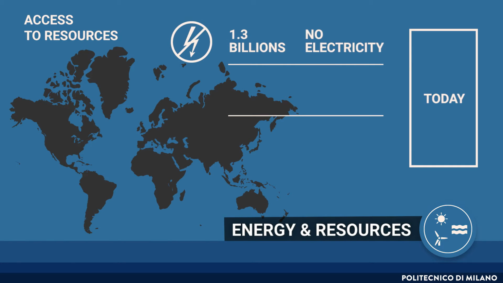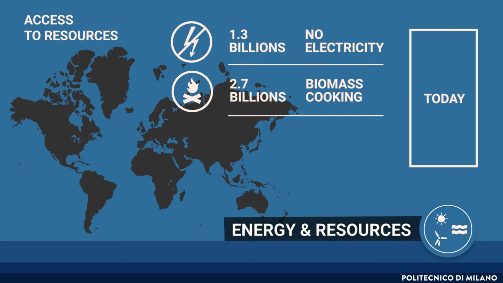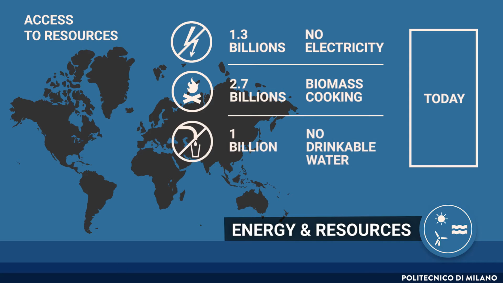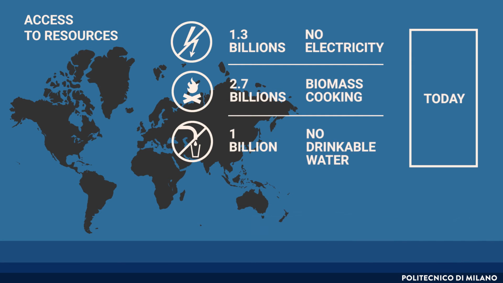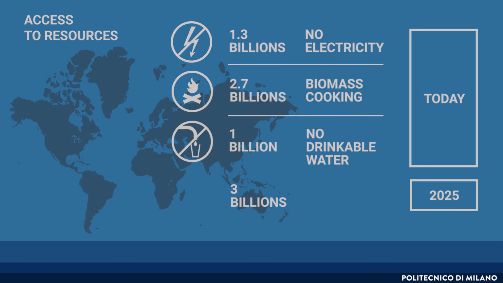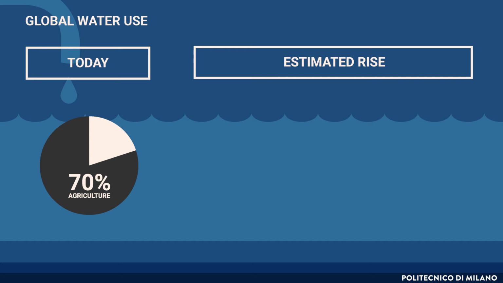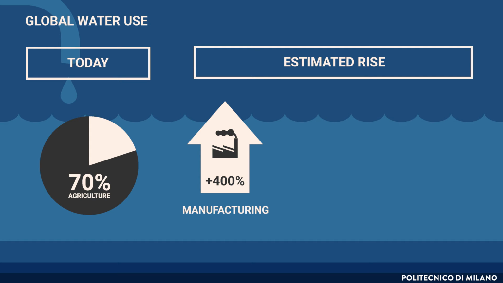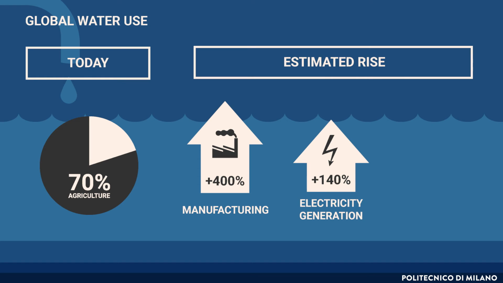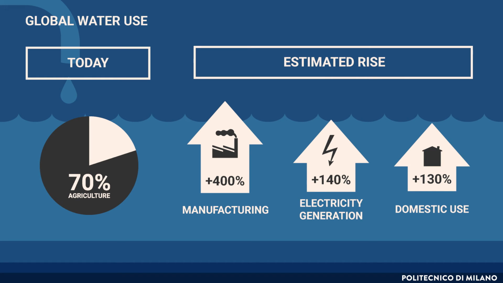Nowadays, 1.3 billion people do not have access to electricity and 2.7 billion people rely on traditional biomass for cooking. About 1 billion people do not have access to drinkable water, concentrated in Africa, Asia and Middle East, and are vulnerable to waterborne diseases. The number is projected to reach 3 billion in 2025. Although agriculture is responsible for 70% of world water use, most of the increase in demand will derive from a dramatic rise of 400% in demand in manufacturing processes, over 140% in electricity generation and 130% in domestic use.